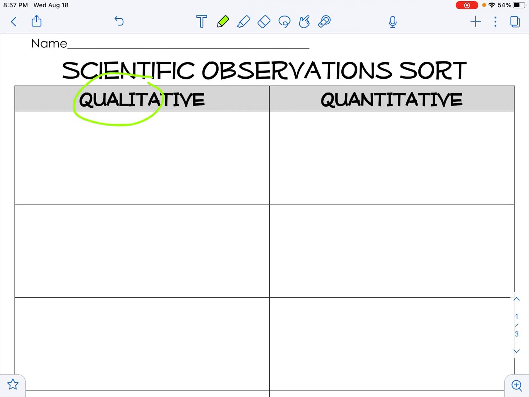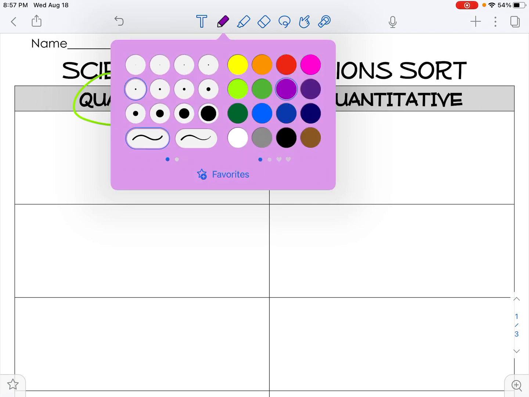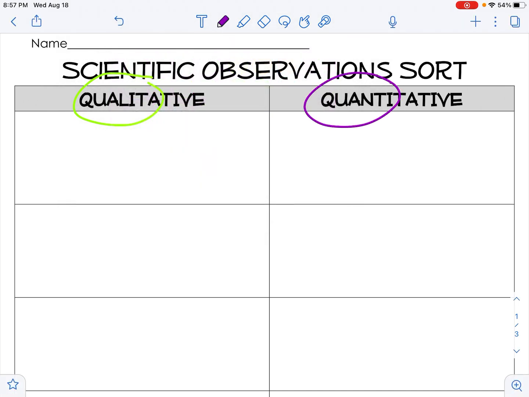So what does it look like? What does it smell like? What does it taste like? What does it sound like? What does it feel like? And then over here, we see the word quantitative. You see the word quantity in there. So that is going to deal with numbers or something that you can measure.